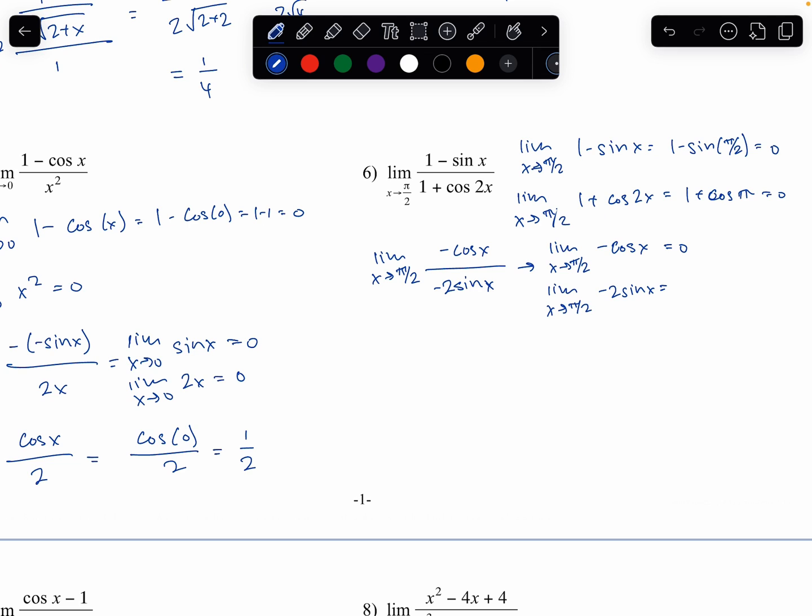Hold up. Do I get another indeterminate form now? So the limit as x approaches pi over 2, cosine of pi over 2 is definitely 0. When I take the derivative, I forgot the tool right there. There we go. That should still be 2x right there. So that's still 2x.